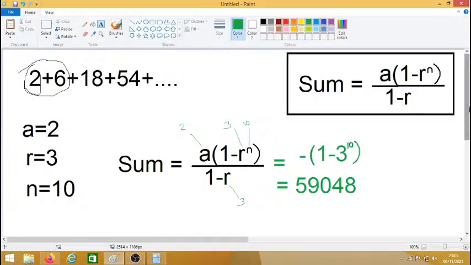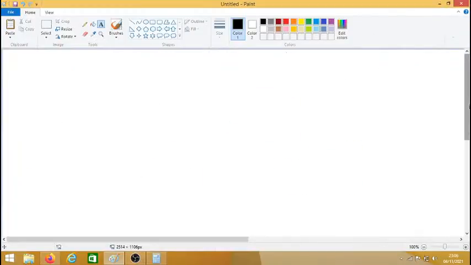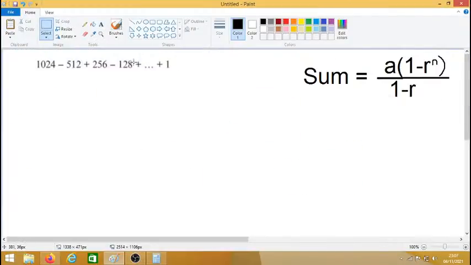And that's it. That's how you work out the sum of a geometric series, sum of a geometric sequence, otherwise known as a geometric series. Let's do another example just to make sure that you're completely comfortable.